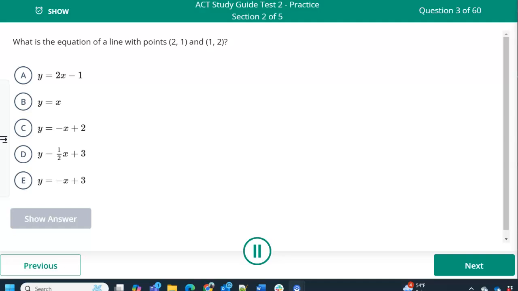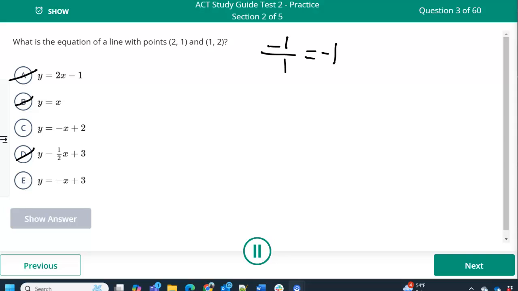What is the equation of a line with points (2, 1) and (1, 2)? All right, so probably a good thing to do at first is to compute the slope of the line, which is rise over run. Rise would be, let's say, y1 minus y2, negative 1, over run, which is 2 minus 1, which is 1. So that's the slope, negative 1. Now the equation is going to be y equals negative x, the slope, plus some constant. So we are down to C and E.